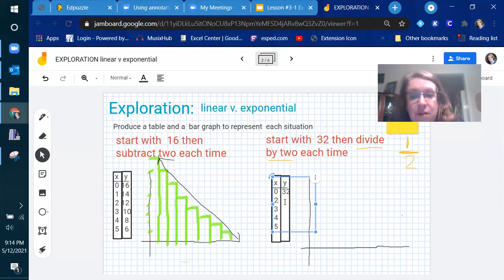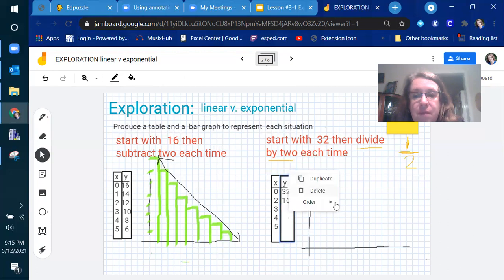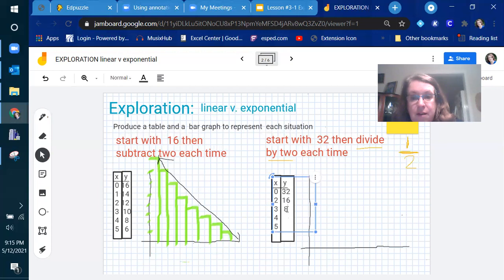And then I'm going to divide it into 2. So that means I have now 16. Make that still wider so I can see that. So I start with 32, then I'm going to 16, and then down here we're going to divide that into 2. So now it's 8.